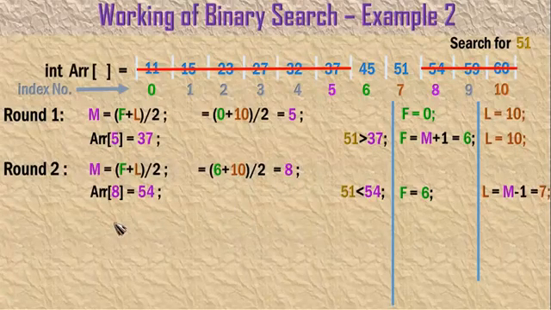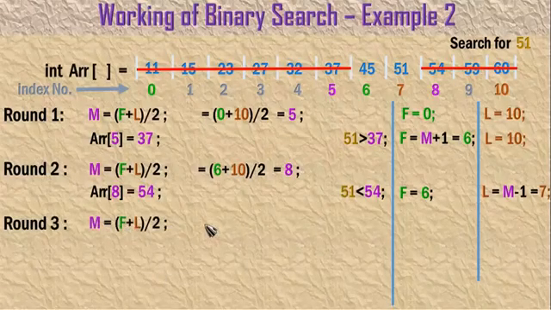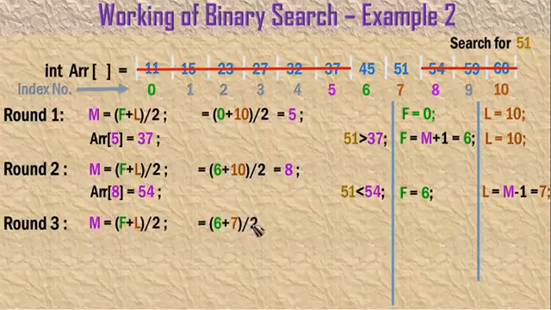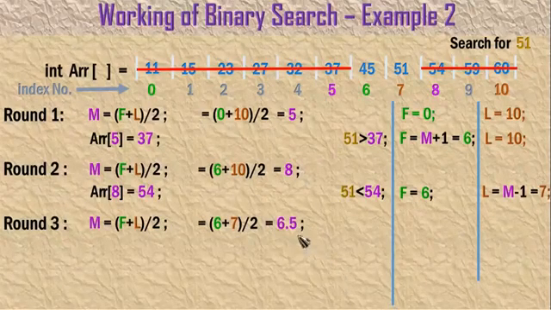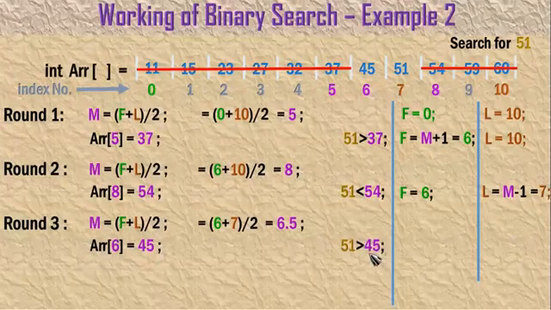So now for round 3, the new value of the middle index will be 6 plus 7 divided by 2, that is 6.5. Here again we take only the integer part, that is 6 as the index. So at index 6, 45 is available. So 51 is greater than 45. The first half we don't need to search.